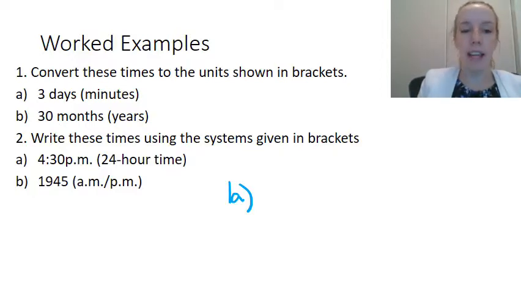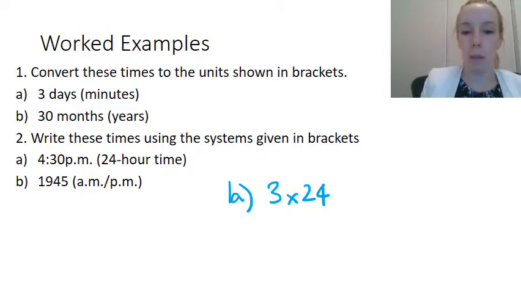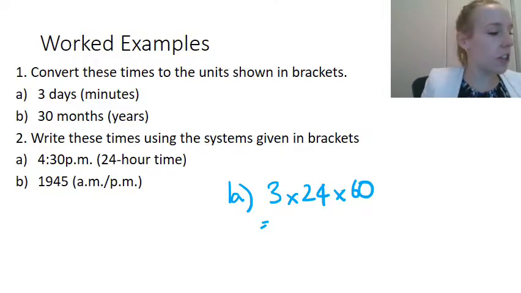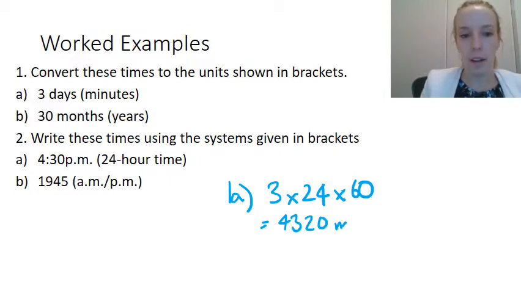So we know that in a day there are 24 hours. So we're going to do 3 times 24 to work out the number of hours. Once we've done that, we're going to have to multiply by 60 to work out the number of minutes. So you can use your calculator for that. So 3 times 24 times 60, and that's 4,320 minutes.